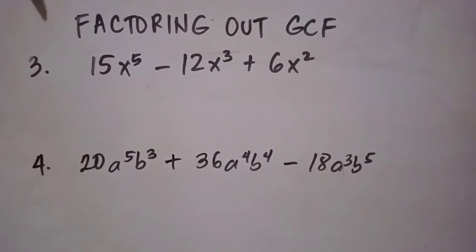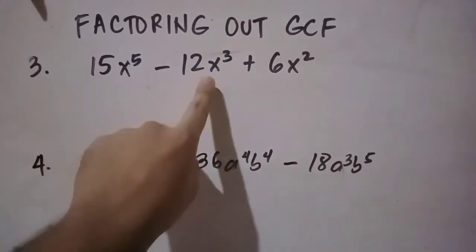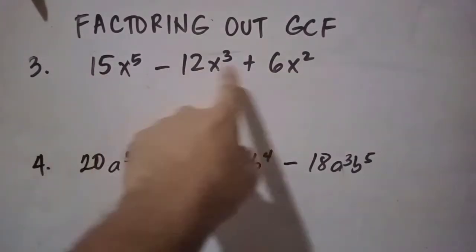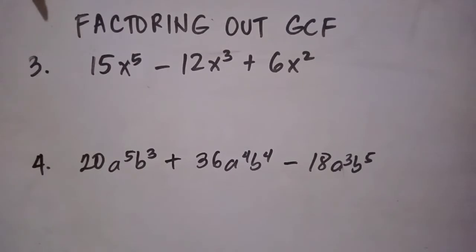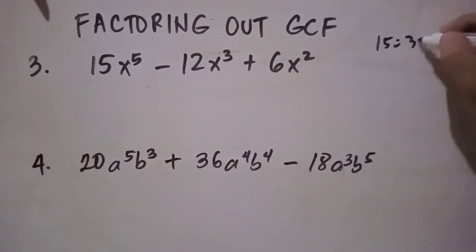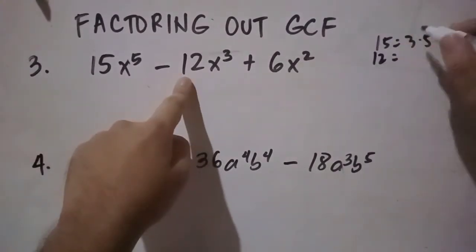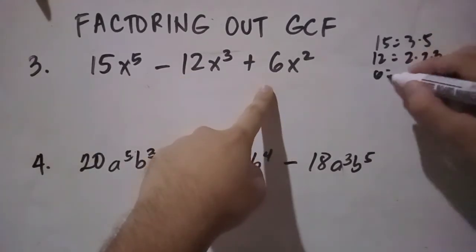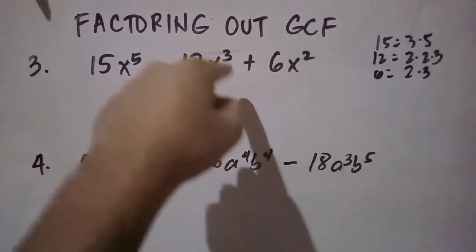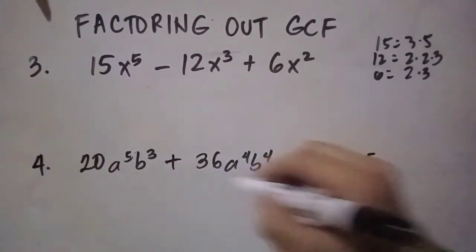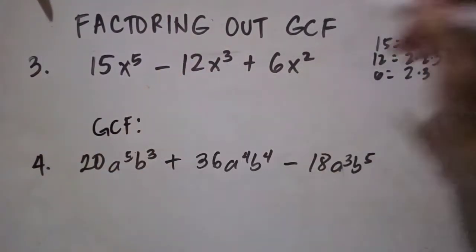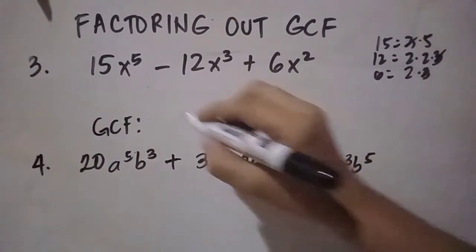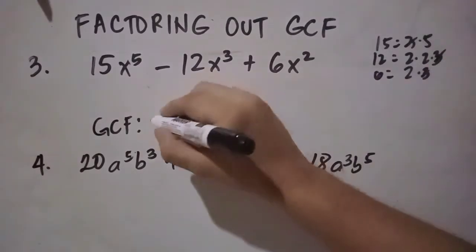Okay, sa number 3 naman, we have 15x to the 5th power minus 12x cubed plus 6x squared. So, kunin muna natin yung GCF ng tatlong terms. Okay? So, 15 is 3 times 5. 12 is 4 times 3, so 2 times 2 times 3. At saka yung 6, 2 times 3. So, yung GCF, we have 3 as the common factor, no? So, yung GCF is, wala nang iba, 3.